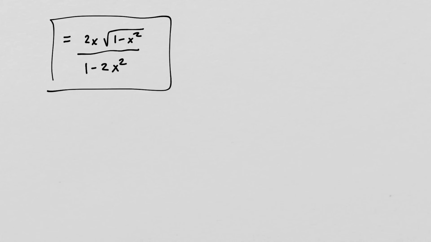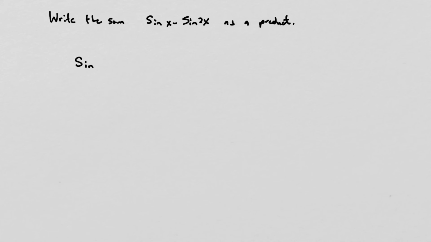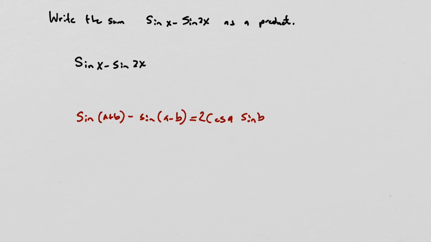Now we'll look at one more problem. And in this last problem, we want to write the following sum as a product. So since we're writing this as a product, let's rewrite our formula real fast. Sine x minus sine of 2x. And what we want to recall is one of our product to sum formulas. And this is going to be given by the following. This is sine of a plus b minus sine of a minus b is going to be equal to cosine a sine b multiplied by 2.